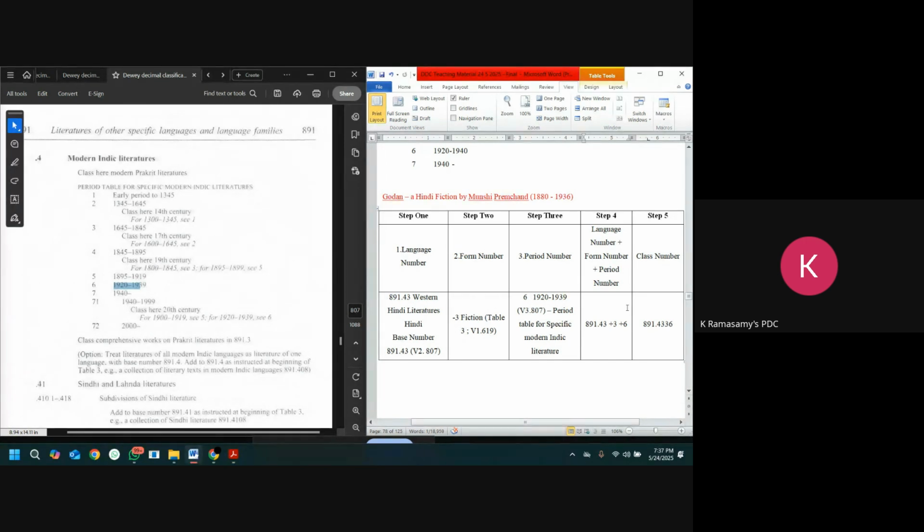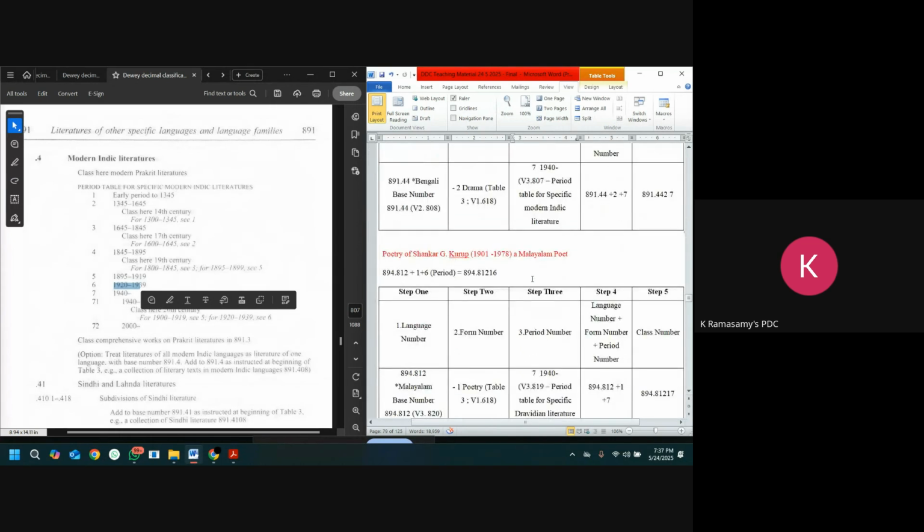So I'm going to construct the number. What is the number? Base number 891.43 plus form number 3 plus period number 6. Answer is 891.4336. I think you're very clear. First, you take the base number. Then you add the form number. Form number is taken from 3A. Then you add the period number. Period numbers for various literatures are given in volume 3 under the respective literature. Go and take the period number from that particular table. You combine all three, you get the number for individual works. This is the formula in table 3A.